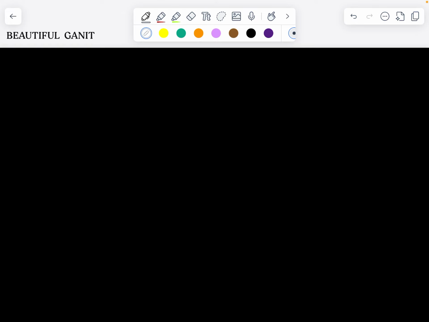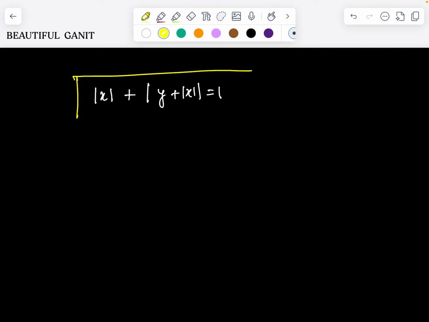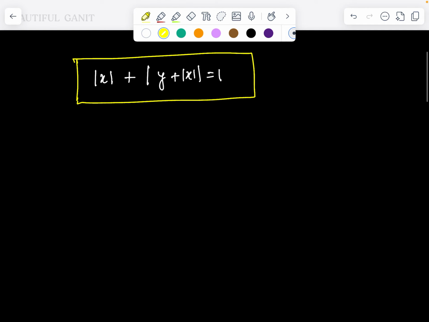For certain angles, this is straightforward. For example, if you plot a graph of, let's say, mod x plus mod of y plus mod x equals 1, what do you feel the graph will be? I would request you to draw it on your own, because it is perfectly in sync with your JEE preparation.